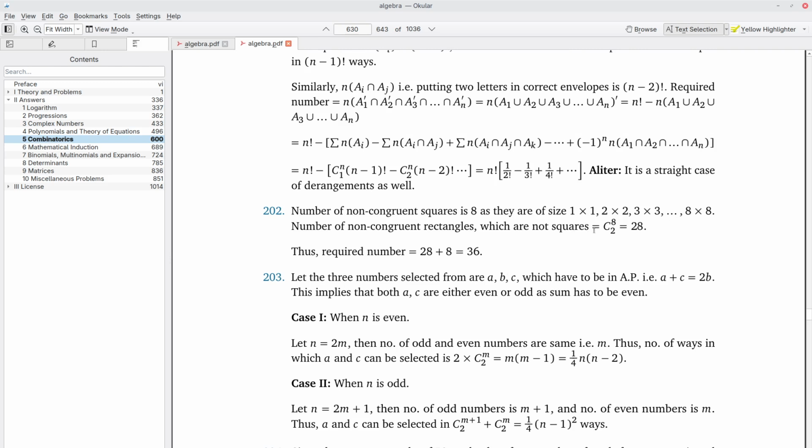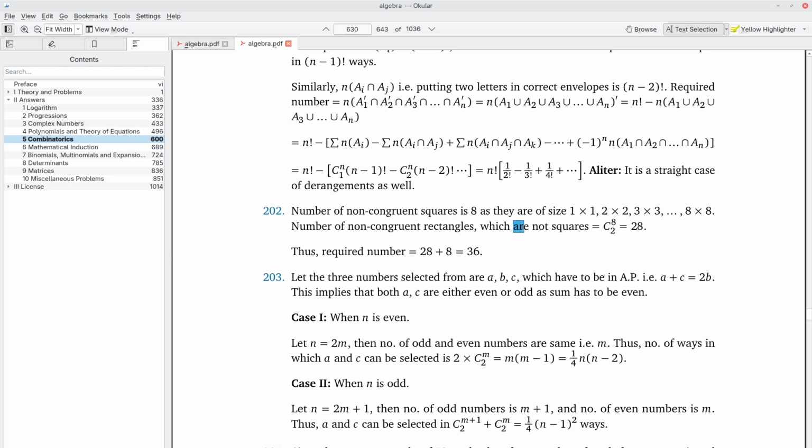Now, this is counterintuitive, this 8C2. So what you can do to form non-congruent rectangles is take one square from the length side. Once you pick one square from the length side, from the breadth side you can pick 2, 3, 4, 5, 6, 7. So we have 7 total rectangles.